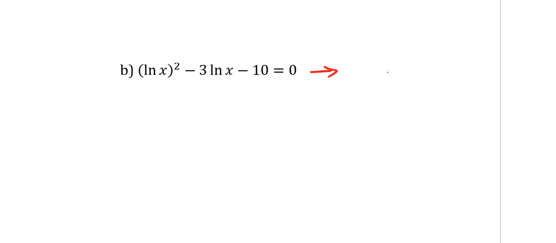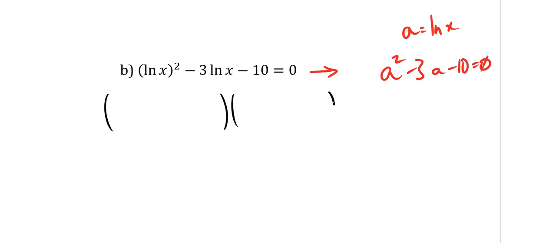Replace ln of x with something. So a squared minus 3a minus 10 equals 0, where a is the ln of x, and it's just a simple trinomial. Very good. So it ends up being, what are my two numbers? It looks like minus 5 and 2. And it would be like a minus 5, a plus 2. But instead of a, I write ln of x and ln of x.